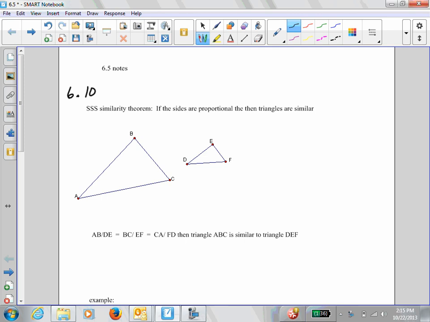SSS similarity theorem. So this is about similarity, not about congruence, right? We had congruences in chapter 4. We're talking about proportions and similarities. So if the sides are proportional, so if every side matches up and gives you the same scale factor, is what it's saying, then the triangles are similar. So if AB over DE, which looks to be the longest sides, is equal to BC over EF and CA over FD, then we would say that the triangles are similar to each other. So we're looking to make sure that the scale factors are the same.